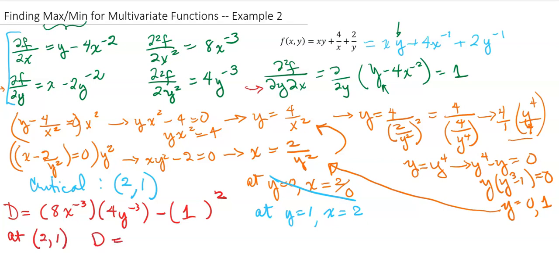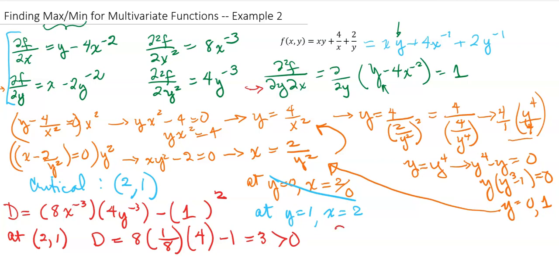So D is equal to 8 times 1 over 2 cubed, which is 1 over 8, times 4. Y is 1, so that stays 4 minus 1. So I have that D is equal to 3, which is greater than 0. Now I have to determine if this is a maximum or a minimum. Remember that having D greater than 0, you have to do one more test.